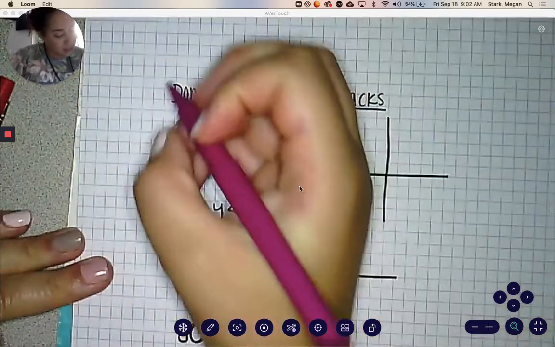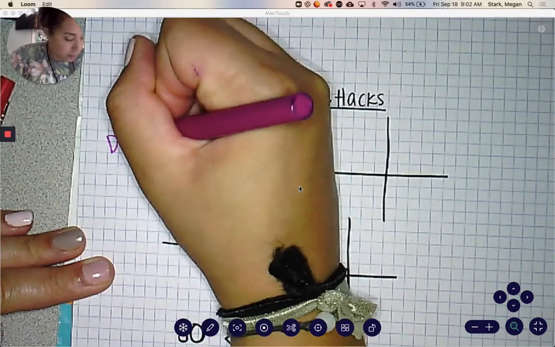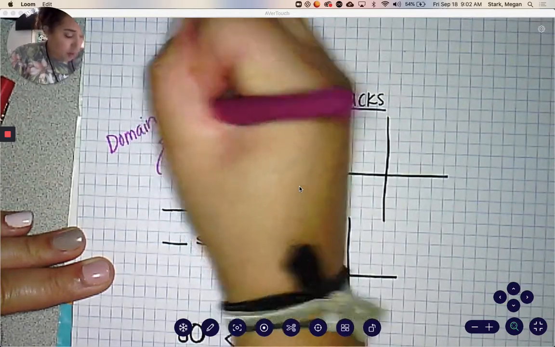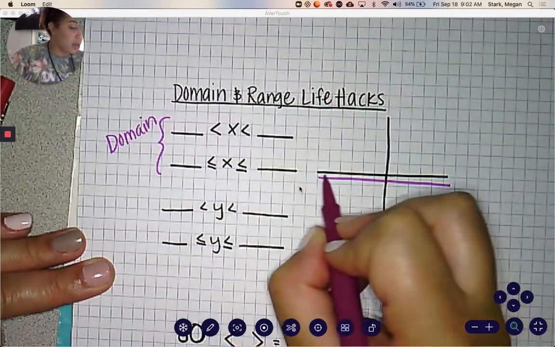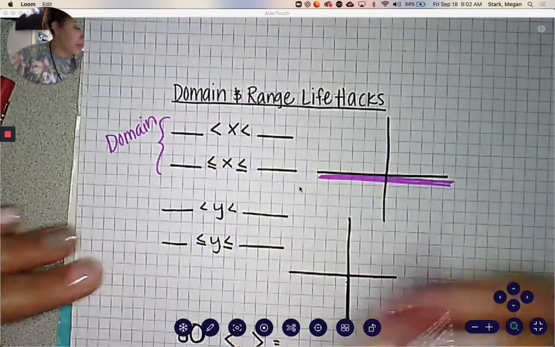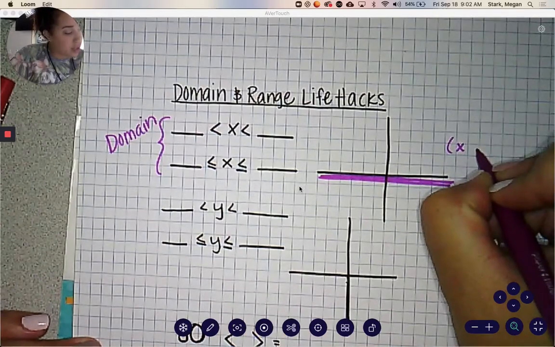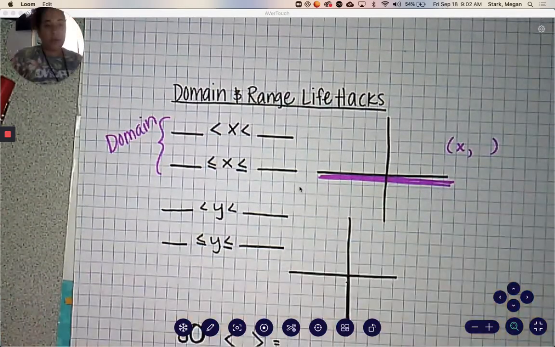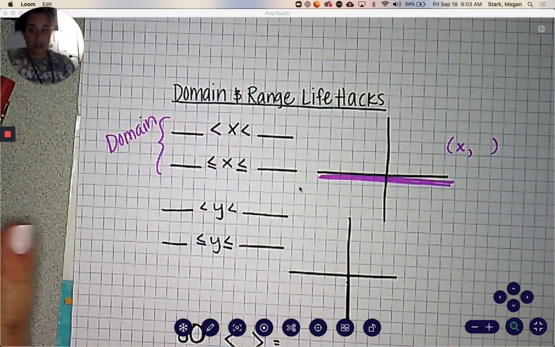X means domain. So all of these values along the x-axis, those are what we look at. We look at the x coordinate in that point. That is our domain. Okay, those are what we look for.